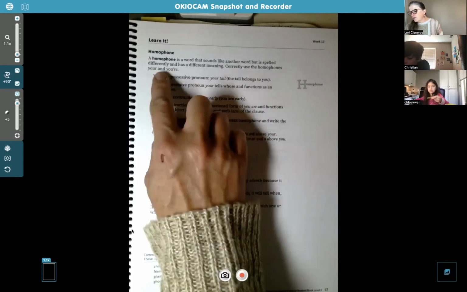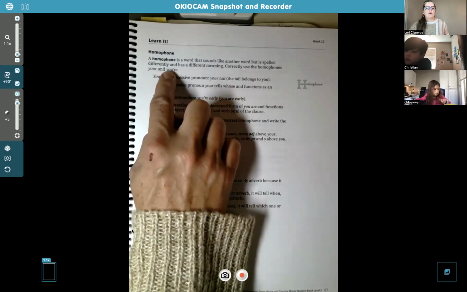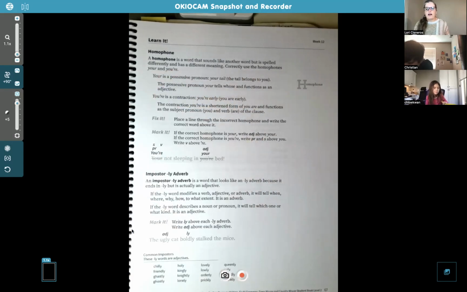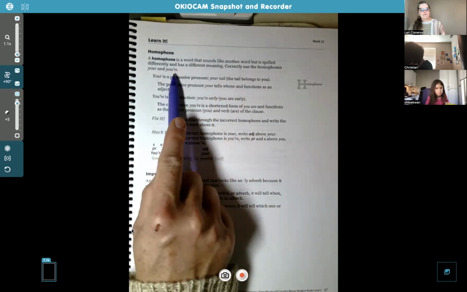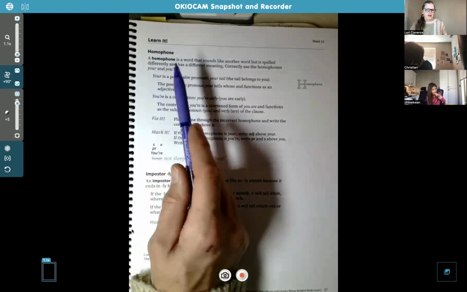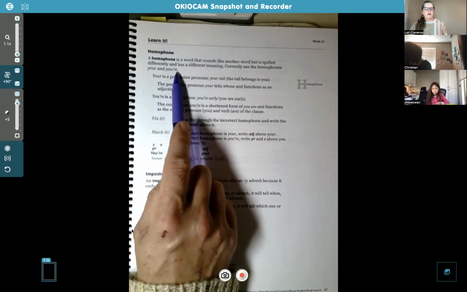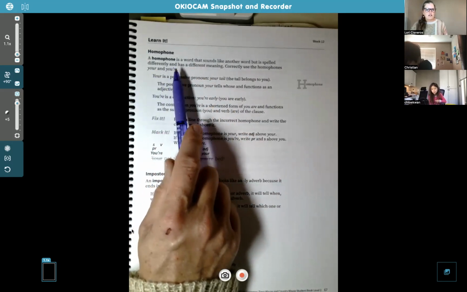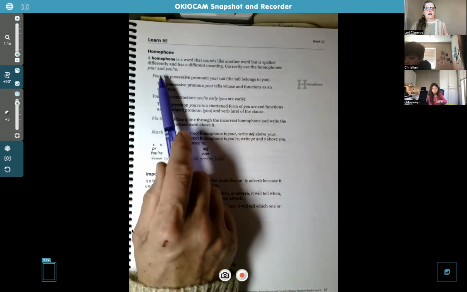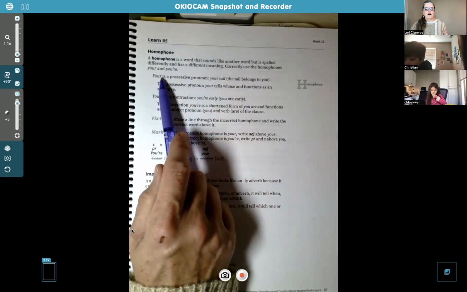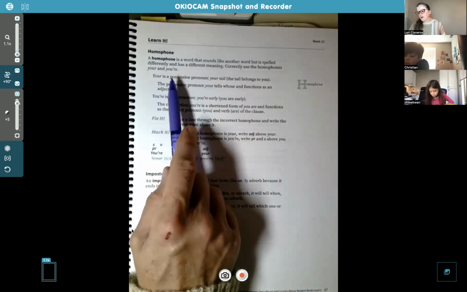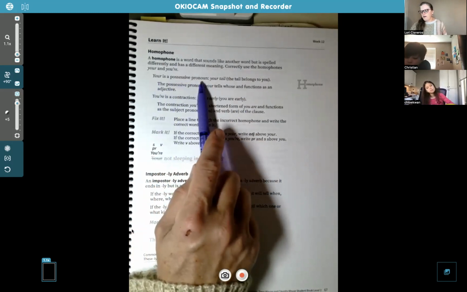Correctly use the homophones your and you're. So they both sound the same, but are spelled differently. One of them has an apostrophe RE, and then the other one does not, just YOUR. So the apostrophe tells us it's a contraction. So let's look at YOUR without the apostrophe. That is a possessive pronoun.